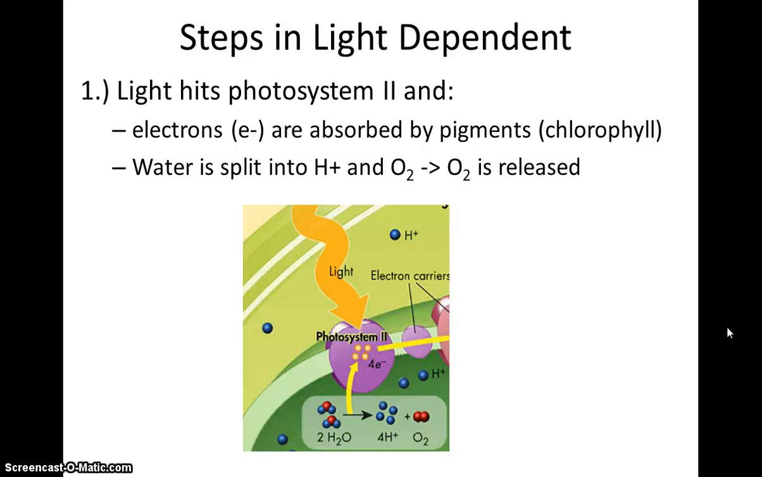Electrons are absorbed by the chlorophyll that's in the photosystem. And remember, we can have some other pigments too, but chlorophyll is our main one. And then what happens next is the water that was input is split into hydrogen ions and oxygen. And this is where our oxygen comes from. So the oxygen is released from the thylakoids.